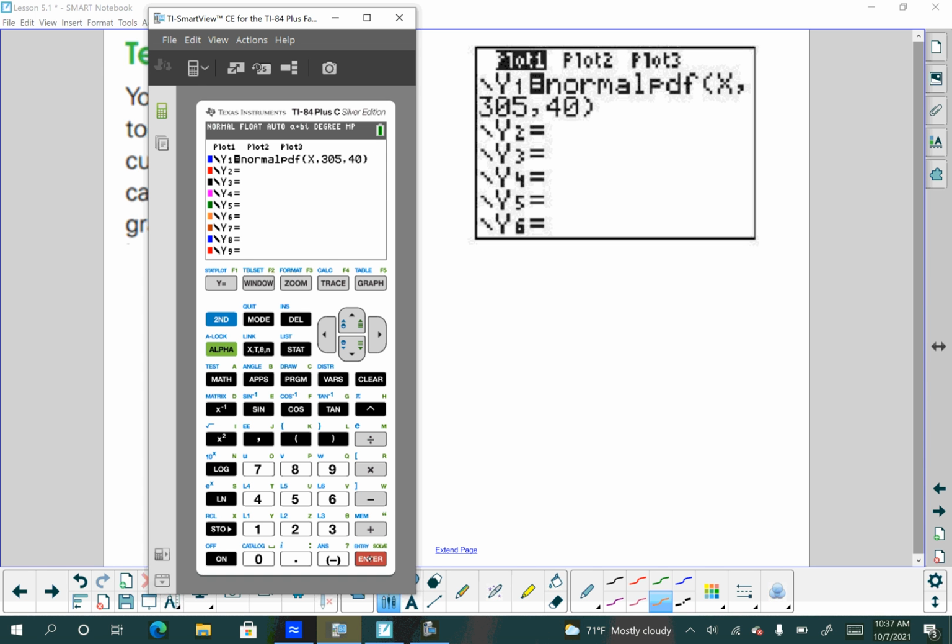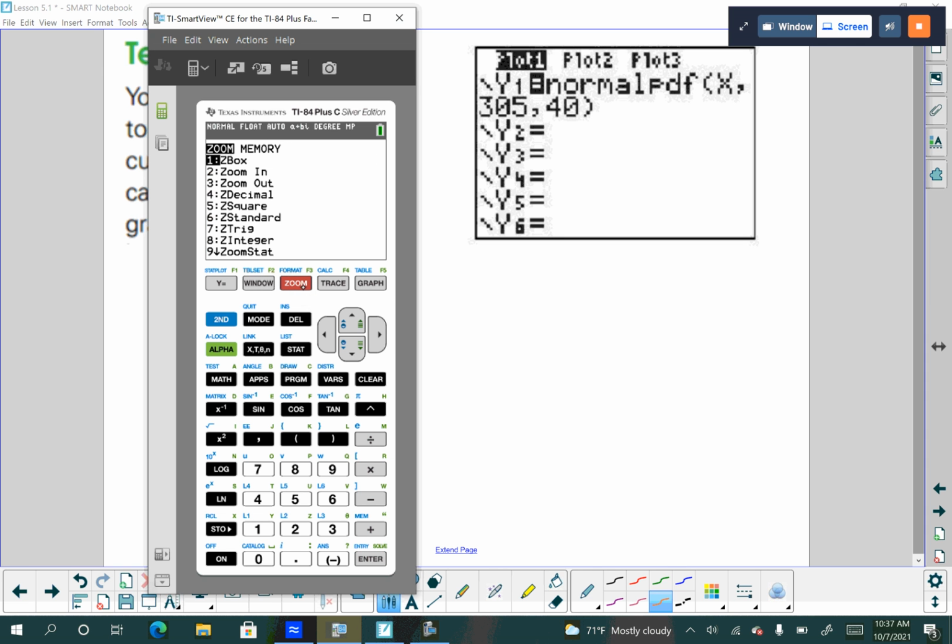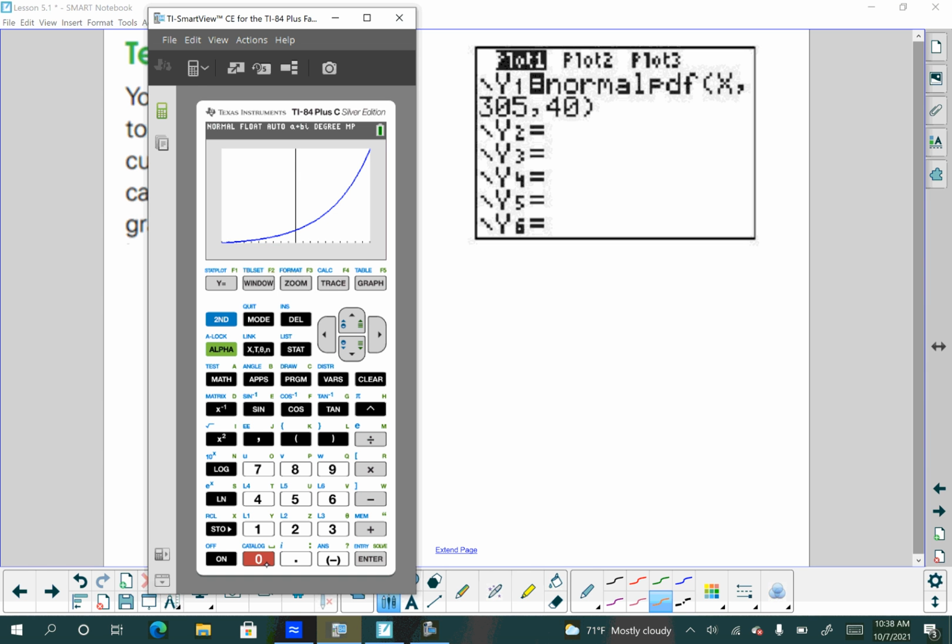Now, this calculator wasn't doing it, but my calculator on my desk was. If you hit zoom fit, it might graph it for you. My calculator doesn't love this so much. Does anybody see a bell curve with zoom fit on theirs? Yes? You see the whole bell curve?